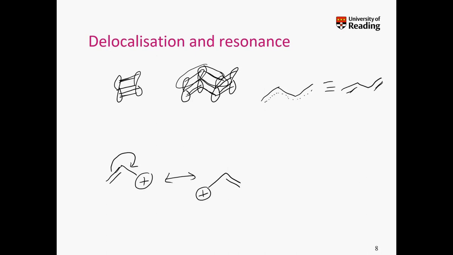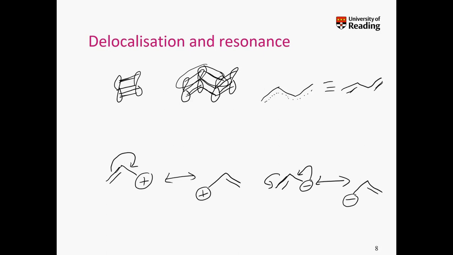And we could do the same thing with a negative charge. So if we had a negative charge here, this double-headed arrow represents a resonance structure. We can draw, sorry, that's the wrong way around there. We can draw the electrons moving to move that negative charge across multiple atoms.